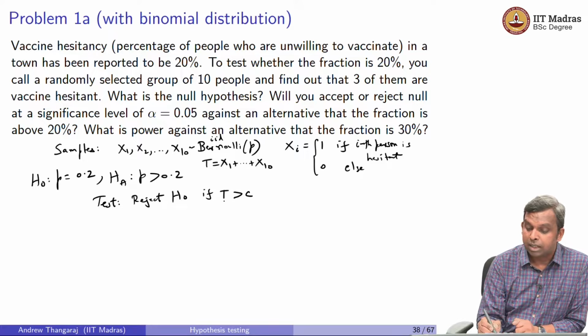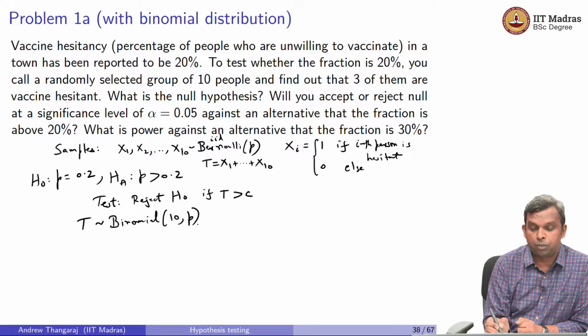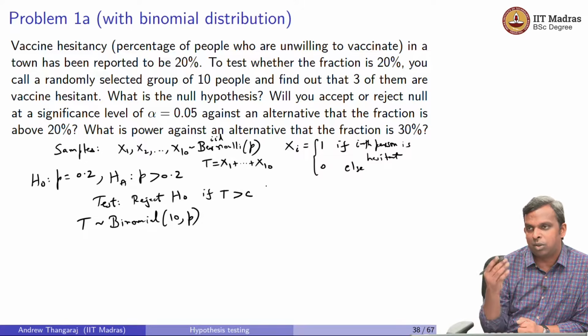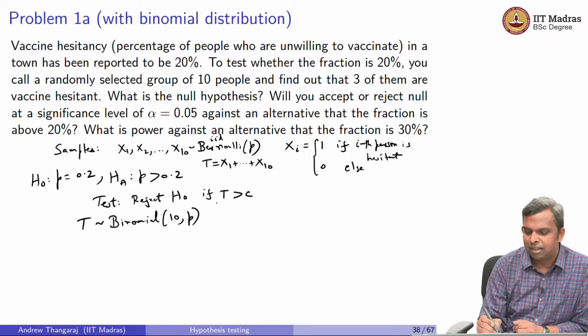So what's the distribution of T? T has a binomial 10 comma p distribution. Now c, you can see, T takes values 0, 1, 2, 3, and so on, and you want to fix c only as an integer. So c is going to be either 2 or 3, or in fact, if you say greater than 2, it's 3 and above and things like that. So it's very discrete in that sense.